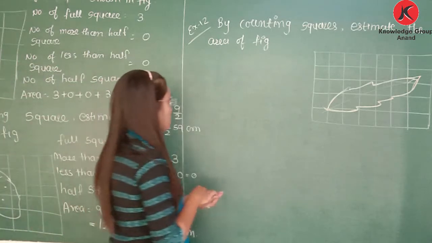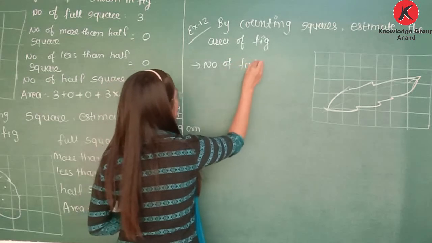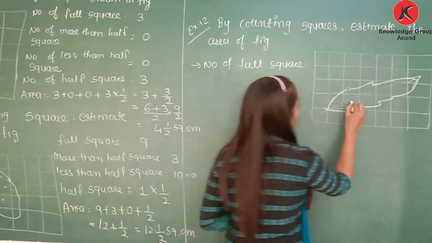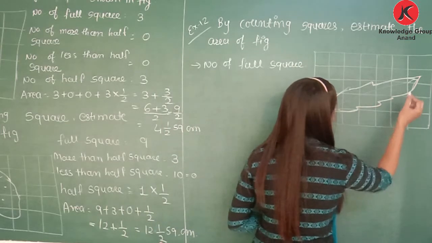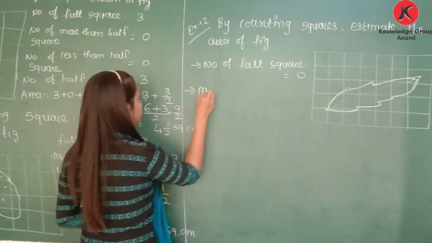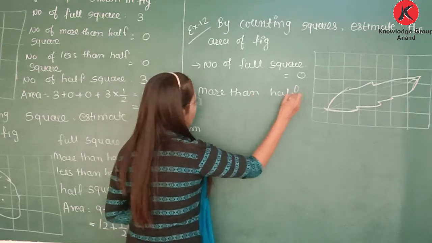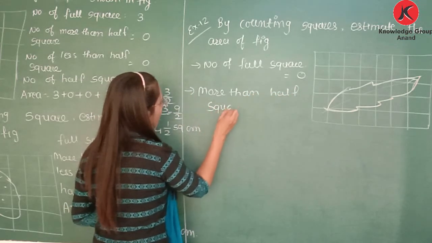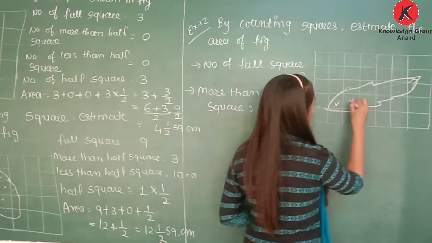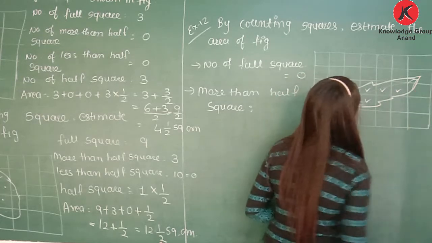So let's find the full squares. Number of full squares. There is no full square, so it is 0. Now more than half. Count the number of squares that are more than half. So here 1, 2, 3, 4, 5, 6. There are 6.